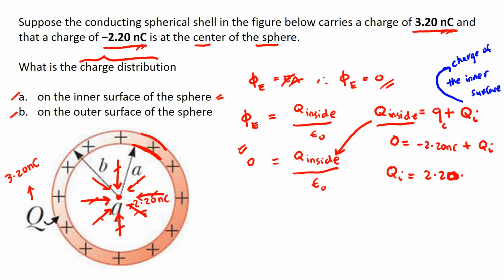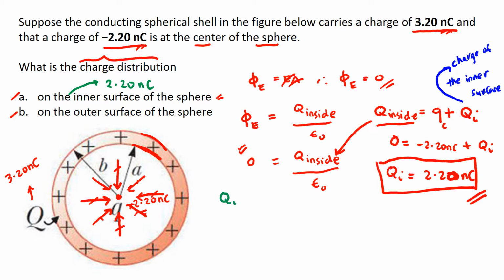Positive 2.20 nanocoulomb. That is the charge of the inner surface. So in fact, our answer for A is 2.20 nanocoulomb. The charge of the inner surface is just equal to the negative of the charge that is in the center of the sphere. So take note of this statement.